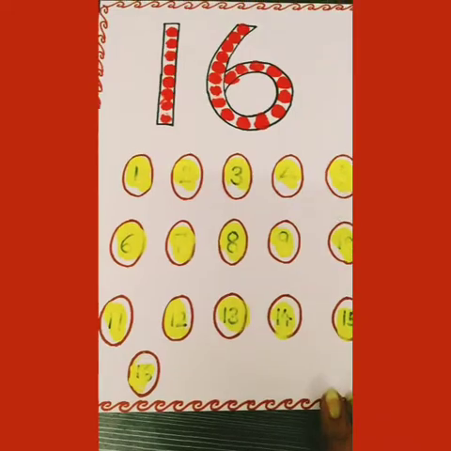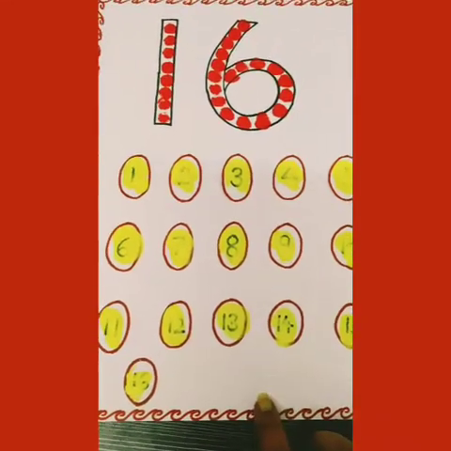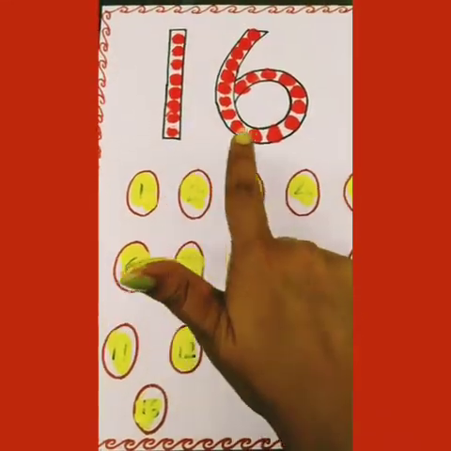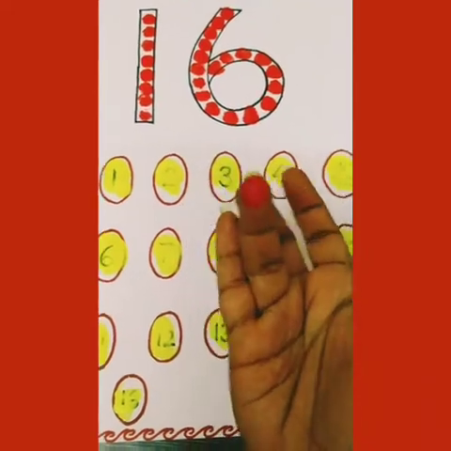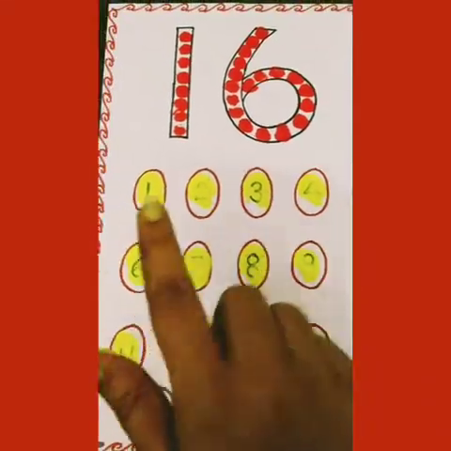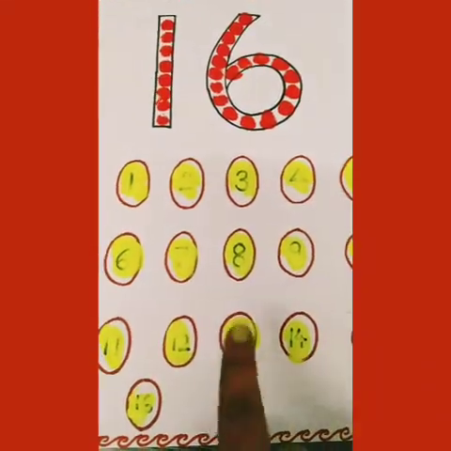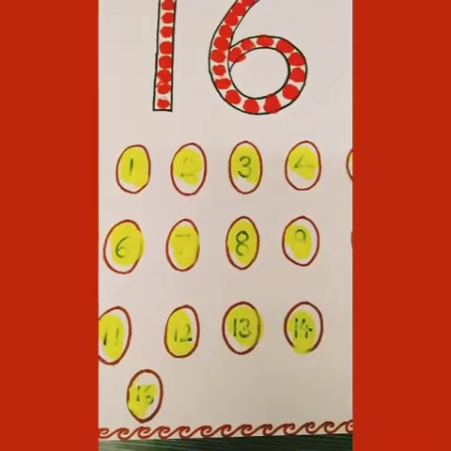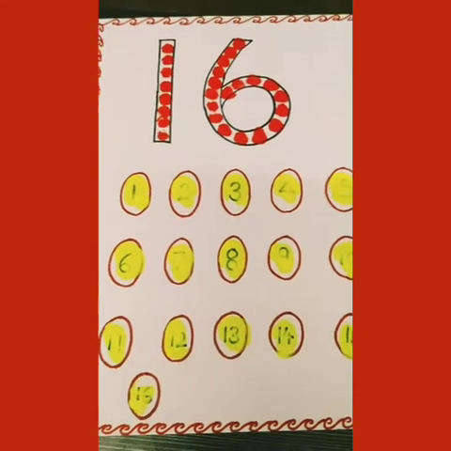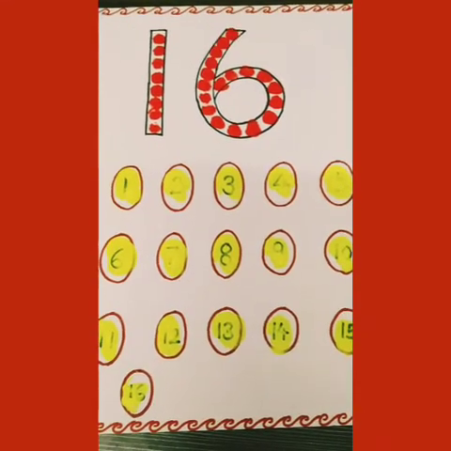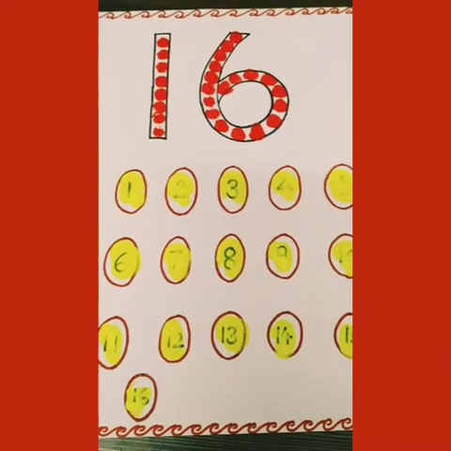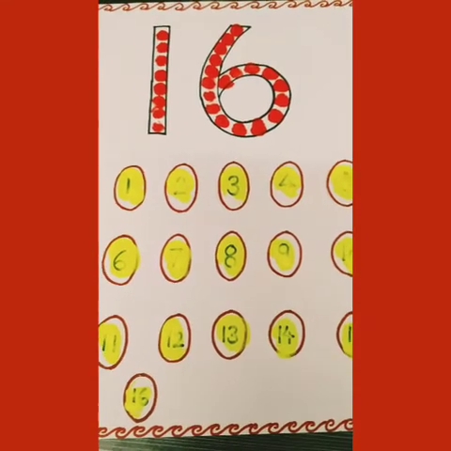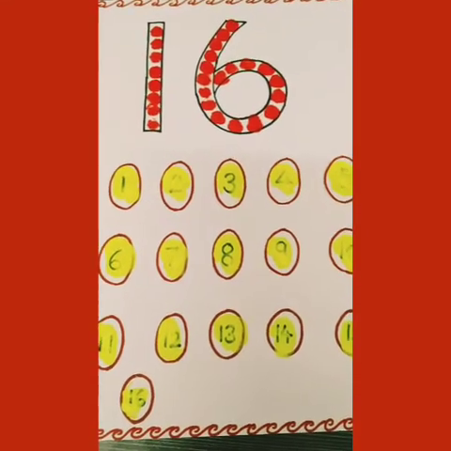So like this you have to complete this activity. Number 16 you have to complete with your fingerprint and downside thumb shape you have to fill with your thumbprint. So kids, I hope you like this activity. So you can also do this activity at your home, and send me the beautiful pics.